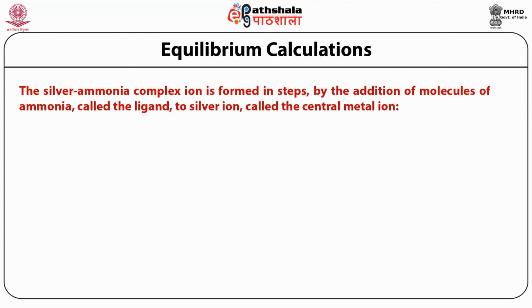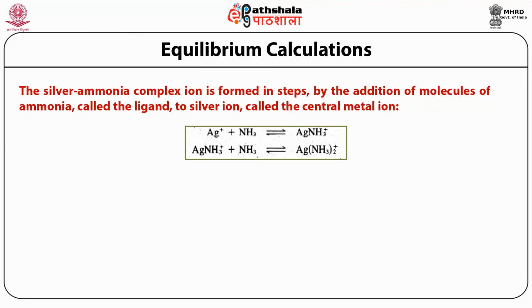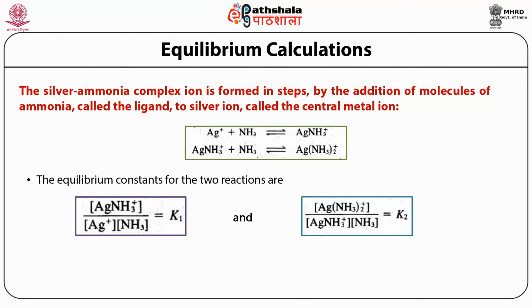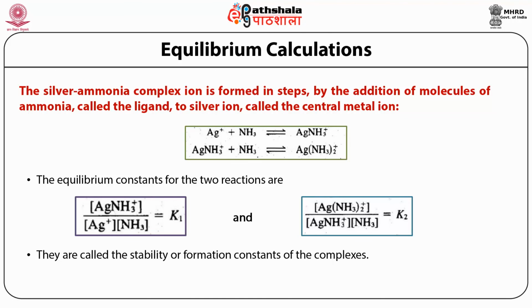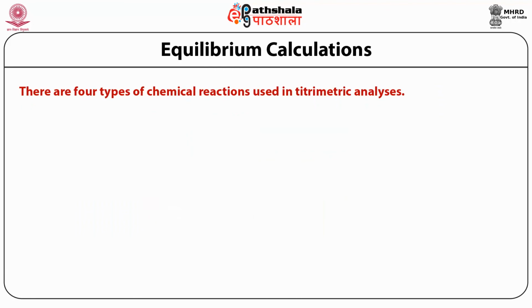The silver ammonia complex ion is formed in steps by the addition of molecules of ammonia, called the ligand, to the silver ion, called the central metal ion. Here the equation and the equilibrium constant are depicted in the slide, and they are called the stability or the formation constants of the complexes. Now the next one is the oxidation reduction equilibria.